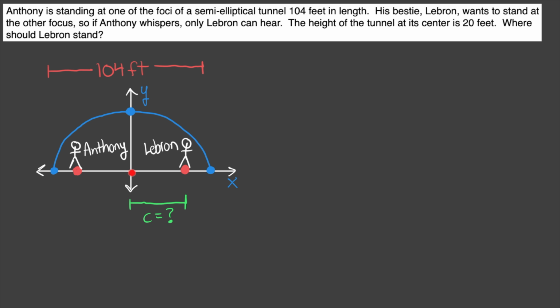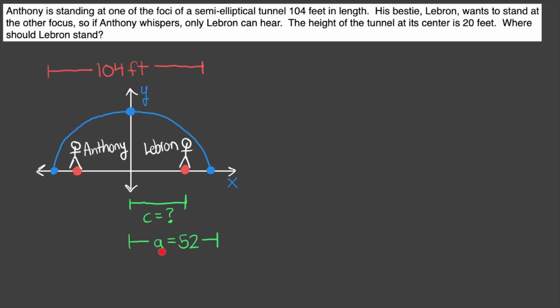Well, we know the distance from the center, (0, 0) here, to the vertex, because the distance, 104, represents the length of the major axis here, which is really 2a. So if we split that in half, we can get a, which is the distance from the center to the vertex. So 104 divided by 2 is 52. So that tells us that a equals 52, and that's this distance right here.